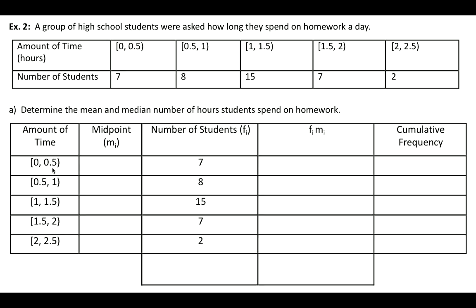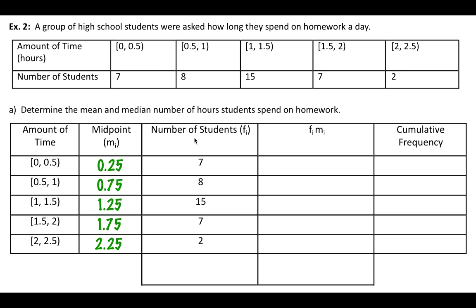All right, so what's the midpoint of this first interval? It's the average of the two endpoints. So 0 plus 0.5 divided by 2 is 0.25. So really, the midpoint of this first interval is 0.25 hours. The midpoint of the second interval is 0.75. The midpoint of the third interval, 1.25, and so on and so forth. So these midpoints become important because here is M sub i. So this would be M1, this would be M2, this is M3, this is M4, and this is M5. They become important later because we're going to use them again.